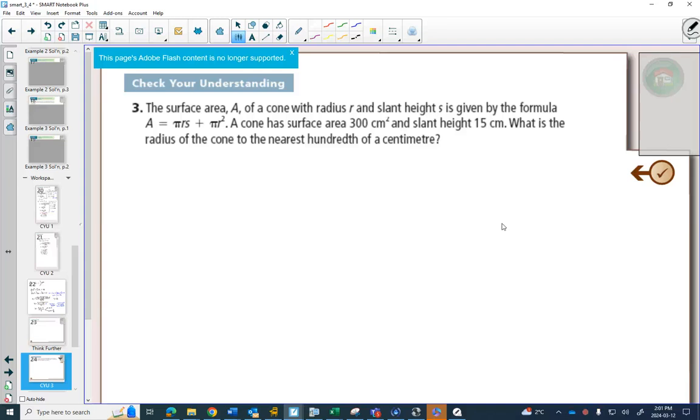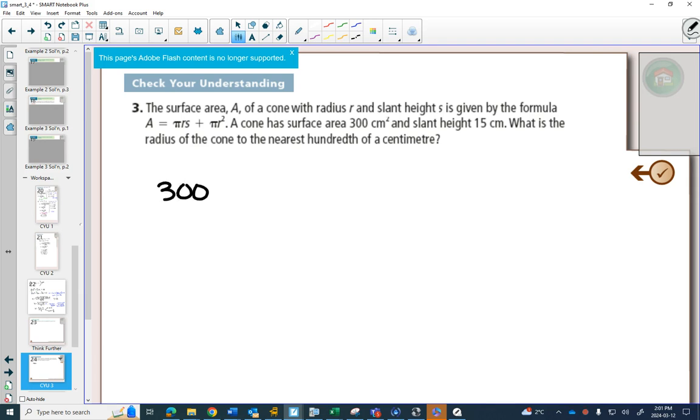The surface area of a cone with a radius of r and a slant height of s is given by the following formula. And we're told that the surface area is 300 and the slant height is 15. What is the radius? So you've done questions like this before where you plug in what you know.